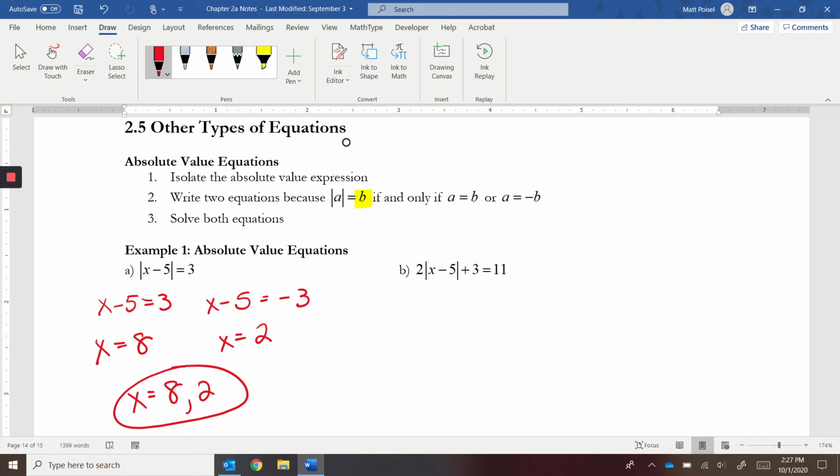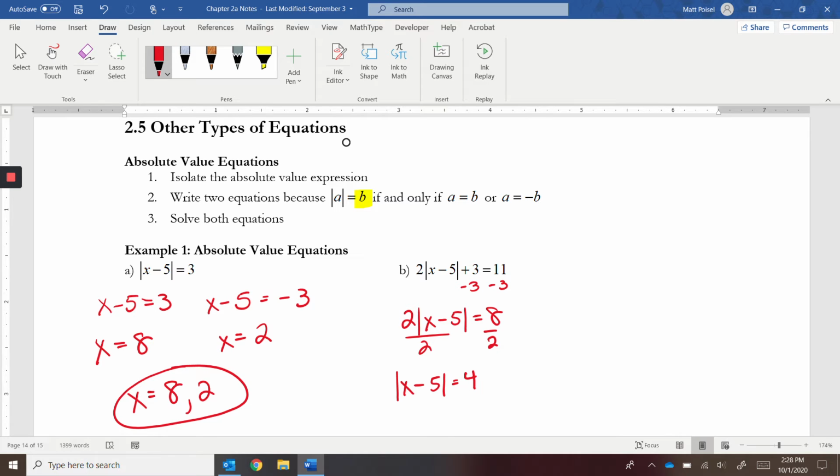Example B, real similar, except we've got to get the absolute value stuff by itself before we can set our two equations. So first subtract 3. We don't want to distribute through absolute value, so don't do that. Then divide by 2, I'm sorry, I said 4 at first. So the absolute value of x minus 5 is actually equal to 4.